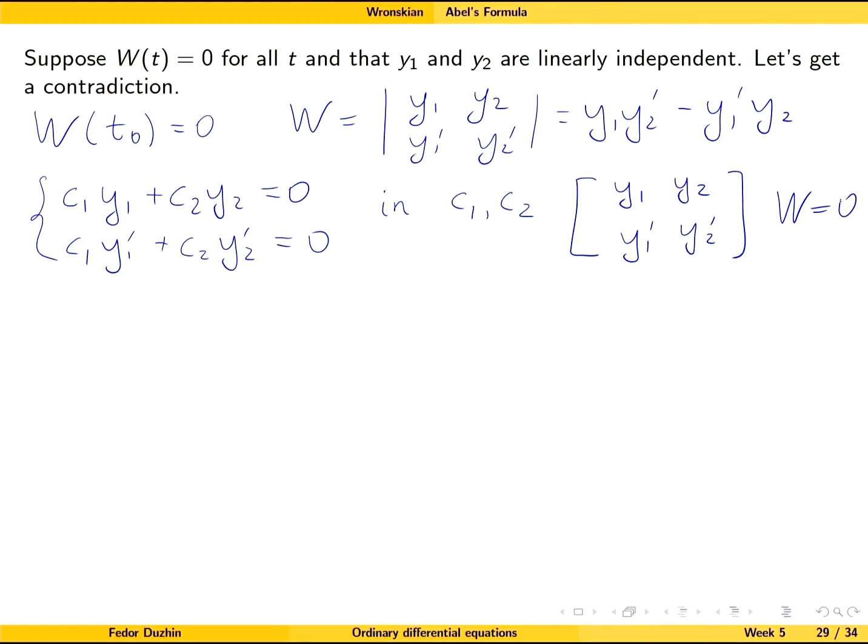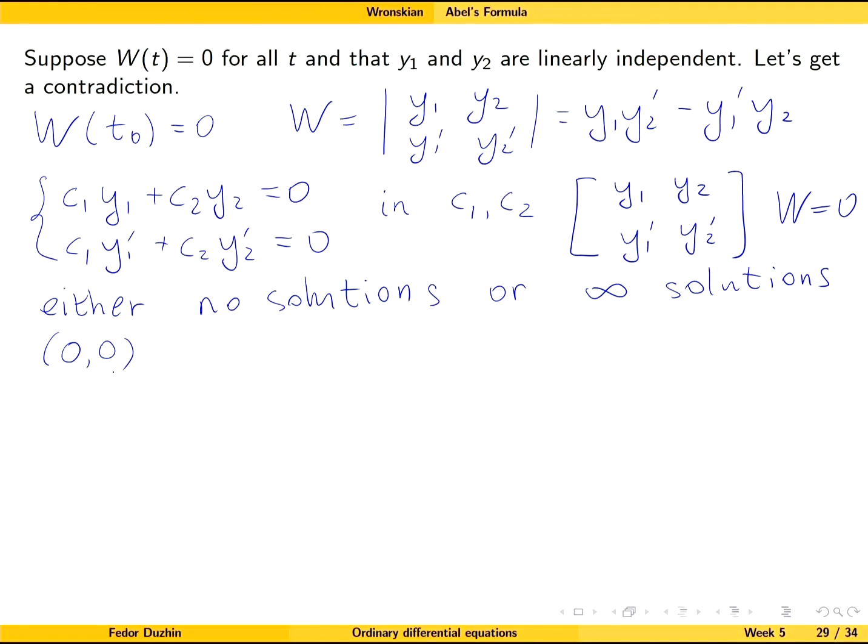But when the determinant of a system of two equations with two unknowns is 0, it means that either it has no solutions, or it has infinitely many solutions, right? Now, which of the two cases do we have here? Notice that 0, 0 is a solution, because if C1 is 0 and C2 is 0, then the system is actually a true equality, right? Since it is a solution, the case of no solutions does not apply here, because there is at least one solution. But then it has to be the case of infinitely many solutions.